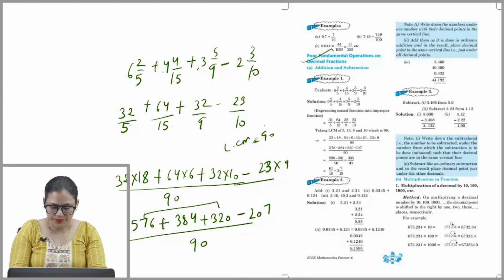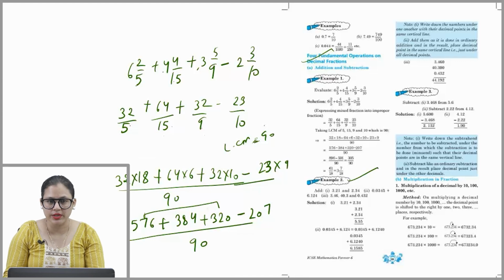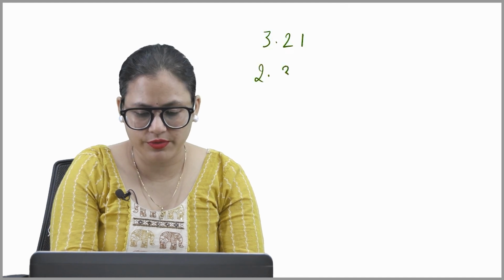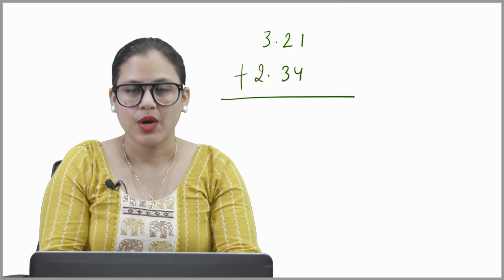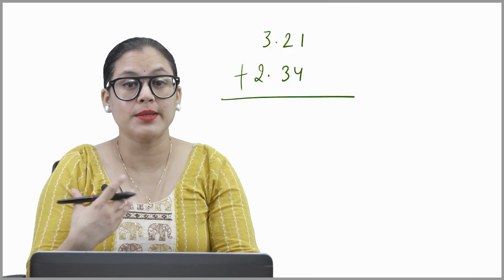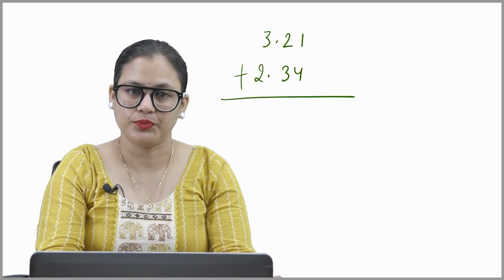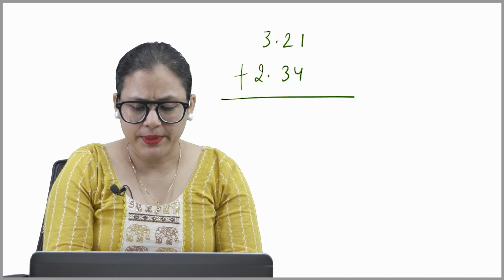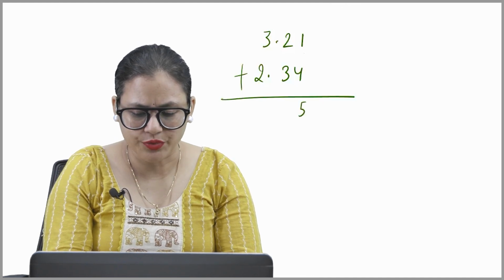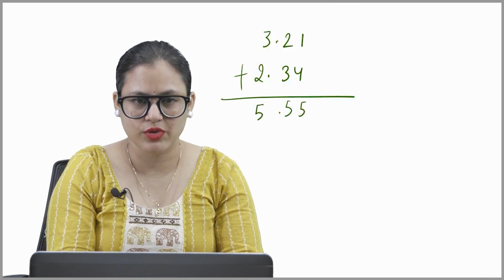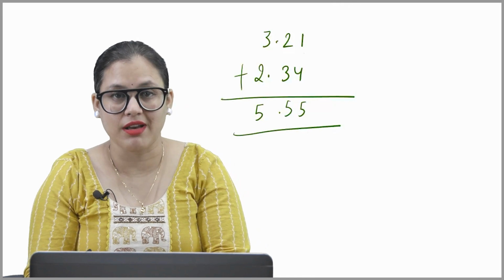Let's do example 2. We have to add 3.21 and 2.34. Remember, always while adding or subtracting, the decimal should be under the decimal. 1 plus 4 is 5, 2 plus 3 is 5, decimal, 3 plus 2 is 5. So 5.55 is the answer, right?